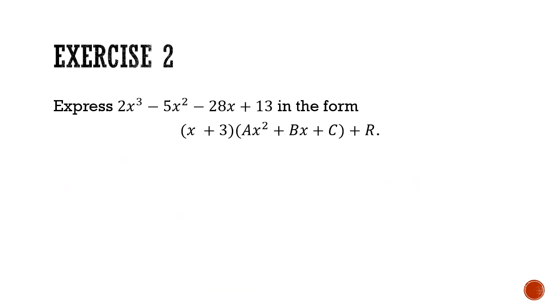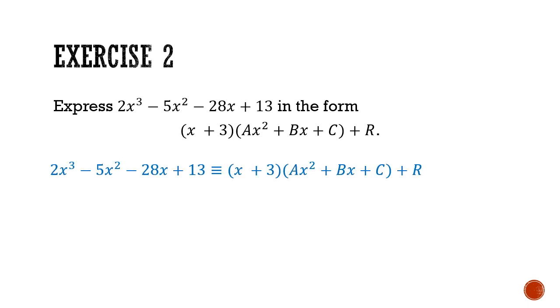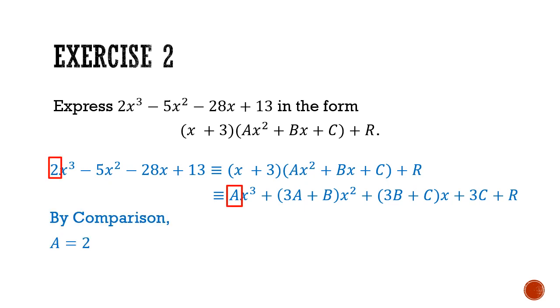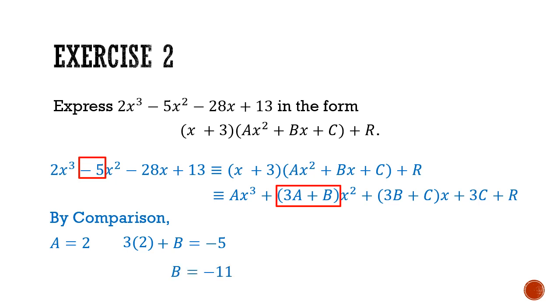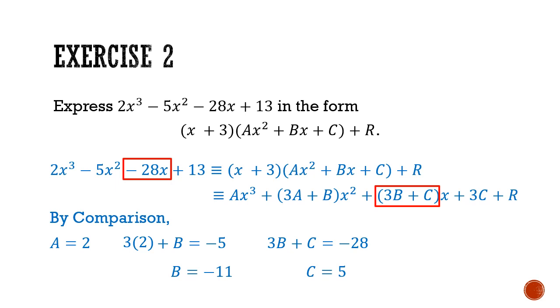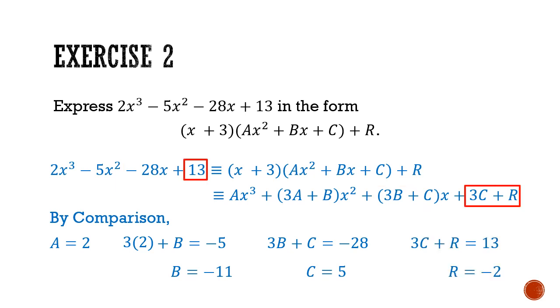Alternatively, we can treat this as a polynomial identity. So we set up the two expressions to be equivalent to one another, and we expand the right-hand side. So this is a bit cumbersome. We'll get these terms. Then we compare. So we compare the coefficients of x cubed. a will be equal to 2. We can compare the coefficients of x squared. So 3a plus b equals negative 5. Since we know that a equals 2, b has to be negative 11. We can do the same thing for c and the same thing for r, and we get exactly the same result as method 1.